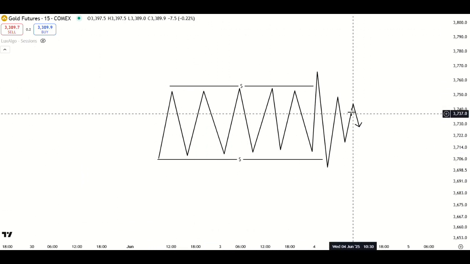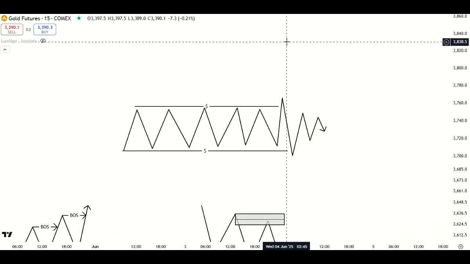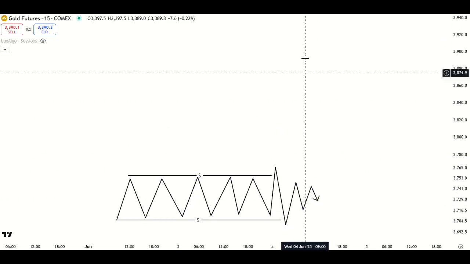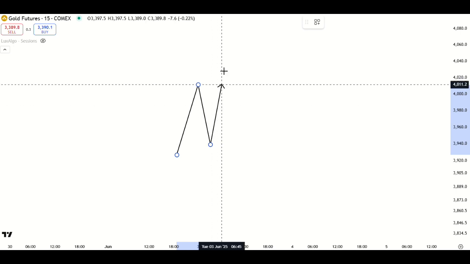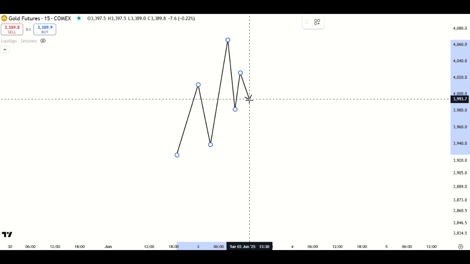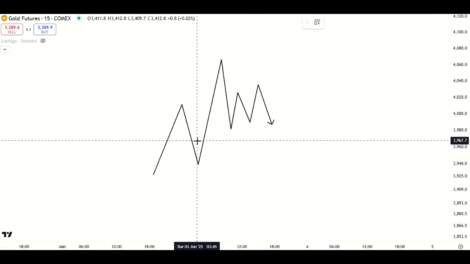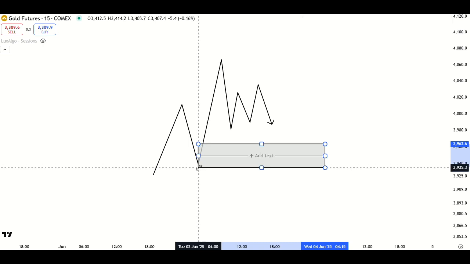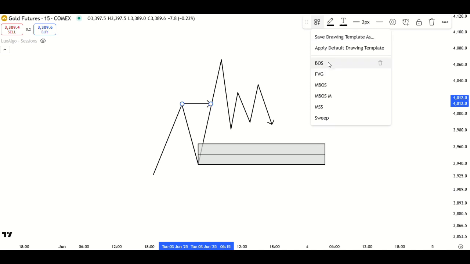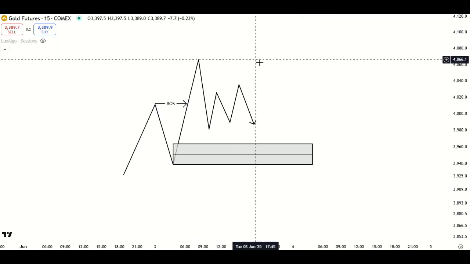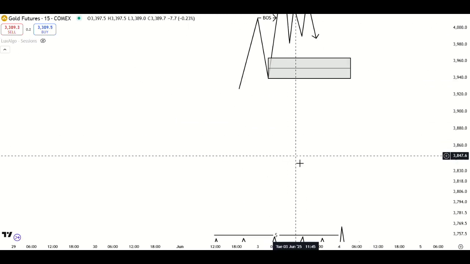However, you can use this as liquidity to target into your order blocks. Now, how can we do that? Let me show you. So let's say we have an uptrend like this, right? Now we see some chop over here. So now let's say our order block is right here, and this over here is our break of structure.